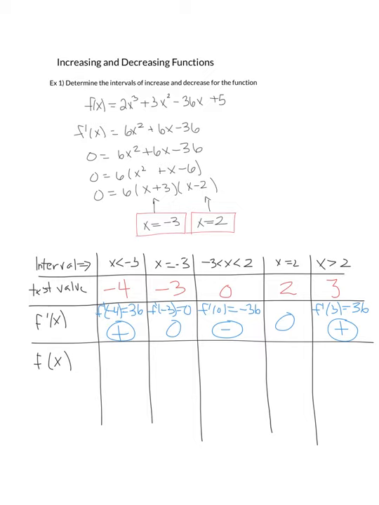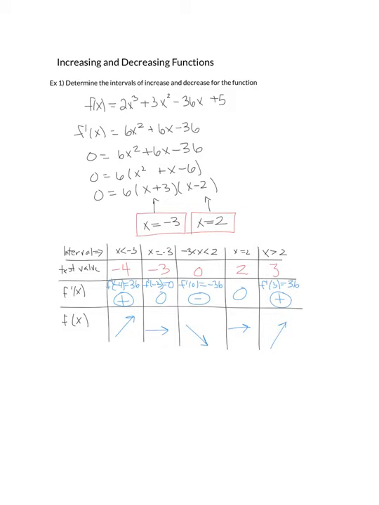If our derivative is positive, that means that my original function is increasing. If the derivative is 0, that means that my original function is horizontal. I'll just draw this horizontal line here. When it's negative, it's decreasing. So again, I've got a 0, so a horizontal line, and then a positive, so an increasing line.